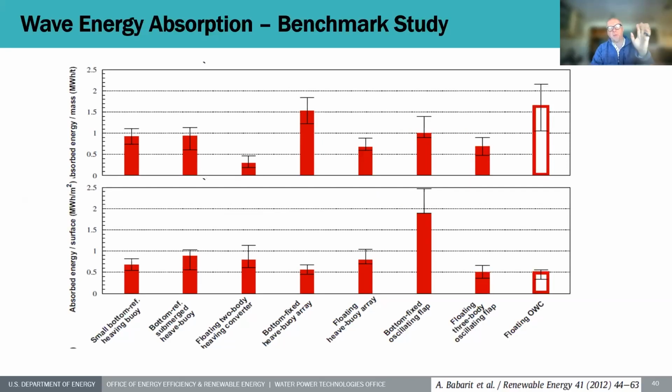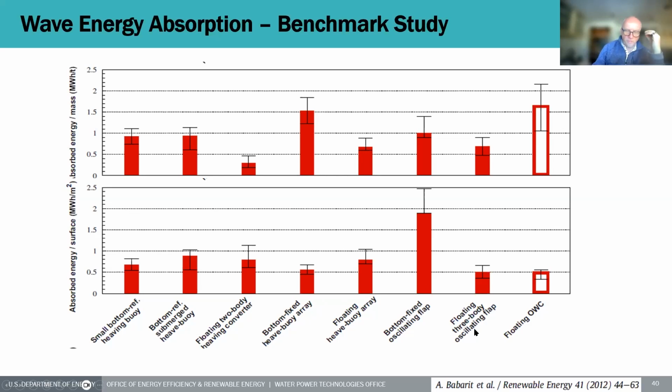So this is the result of the benchmark study of 2 of those 4 quantities that we're talking about. So this is absorbed energy over mass and absorbed energy over surface. Something that sticks out here is performing quite well: the bottom fixed oscillating flap. The bottom fixed area of Heath systems is also not performing too badly. So you can see a comparison here.